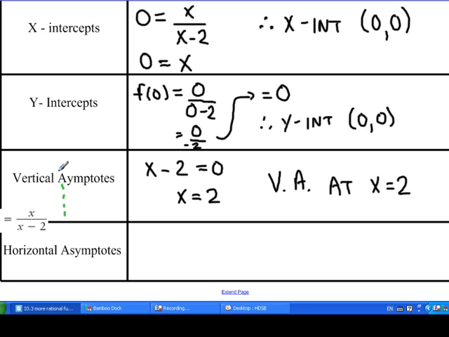The last thing we want to look at are our horizontal asymptotes. Those are the asymptotes that are flat, move across like the x-axis. More specifically, horizontal asymptotes happen as x gets closer and closer and closer to positive or negative infinity. So we can evaluate f of x at a very large number.